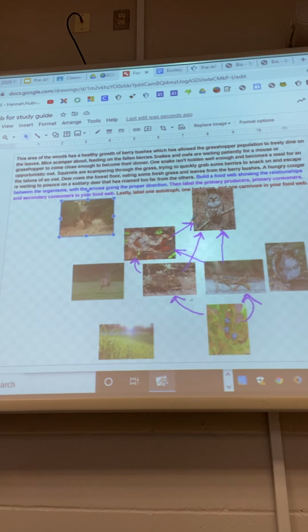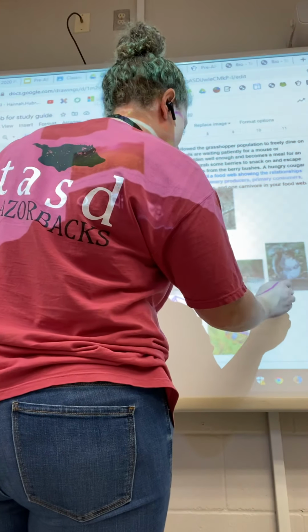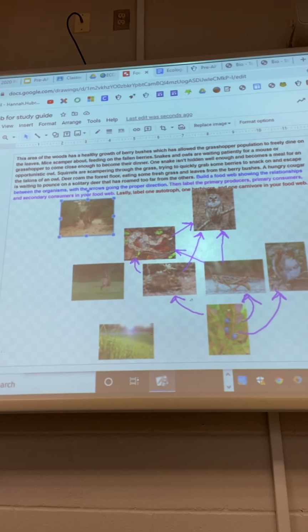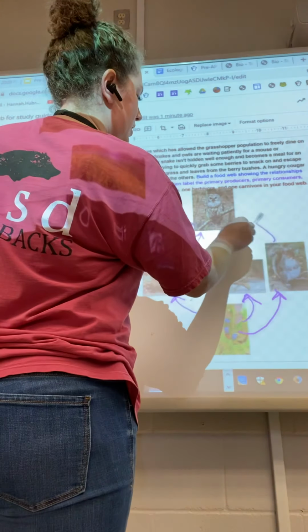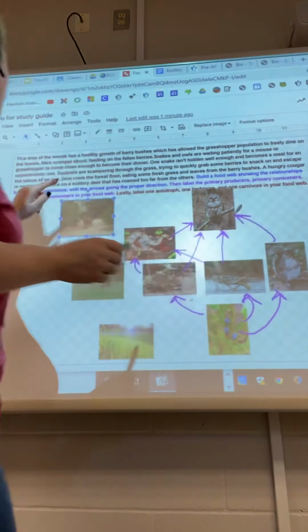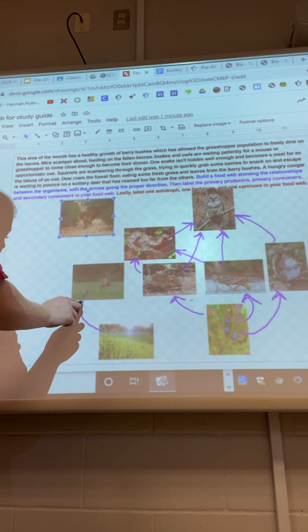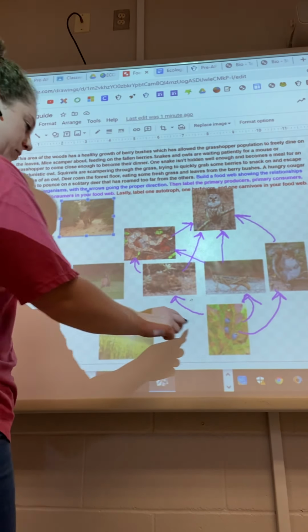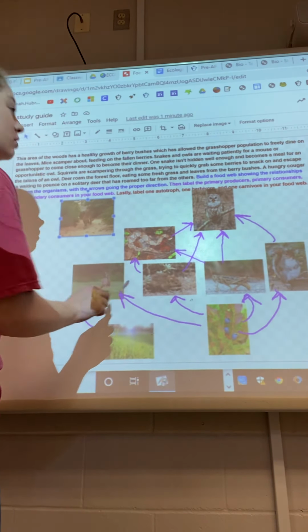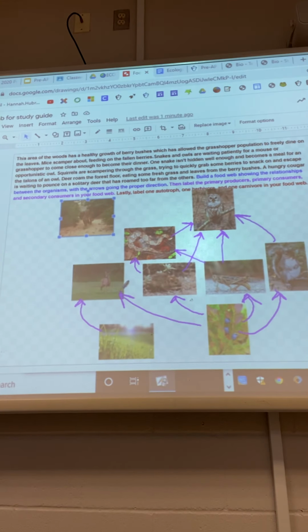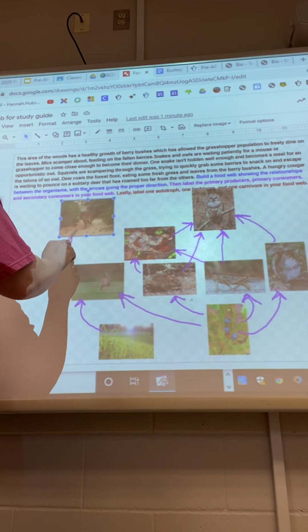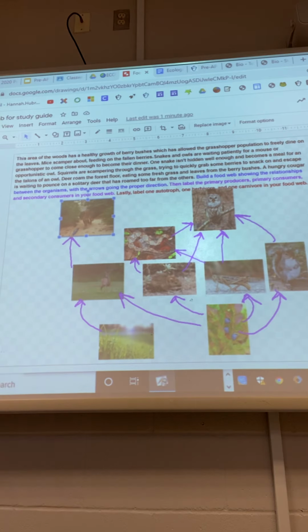Squirrels are scampering through the grass trying to quickly grab some berries to escape the talons of an owl. So that means the owl eats the squirrels as well. Deer roam the forest floor eating some fresh grass and leaves from the berry bush. A hungry cougar is waiting to pounce on a solitary deer that has roamed too far from the others.